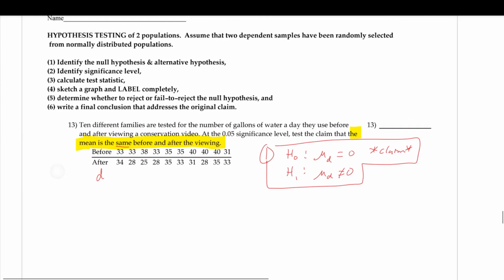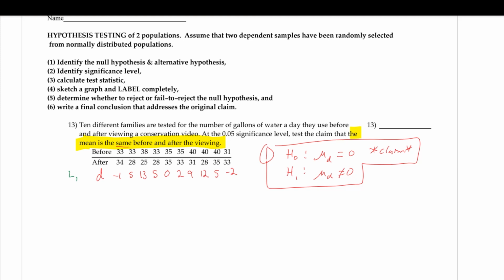All right, so let's go ahead and calculate the differences here. And since it's a two-tailed test, it doesn't really matter the order that you subtract. So that's what I'm going to do in this case. I'm just going to subtract before minus after. So we'll have a -1, and over here we'll have 5, and I'm just going to keep on going for the rest of these. So that is the list here of differences. And what I like to do is just put the differences into a list here.